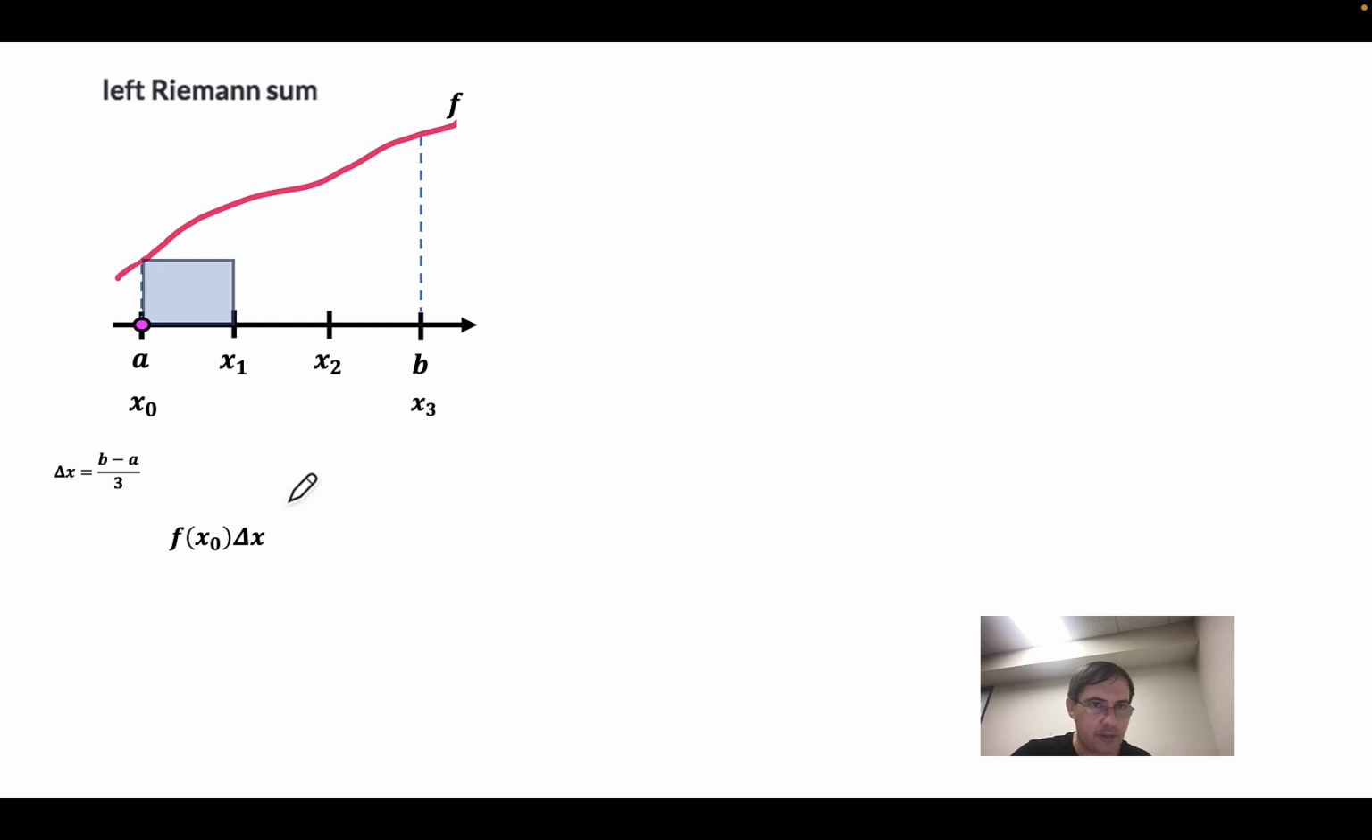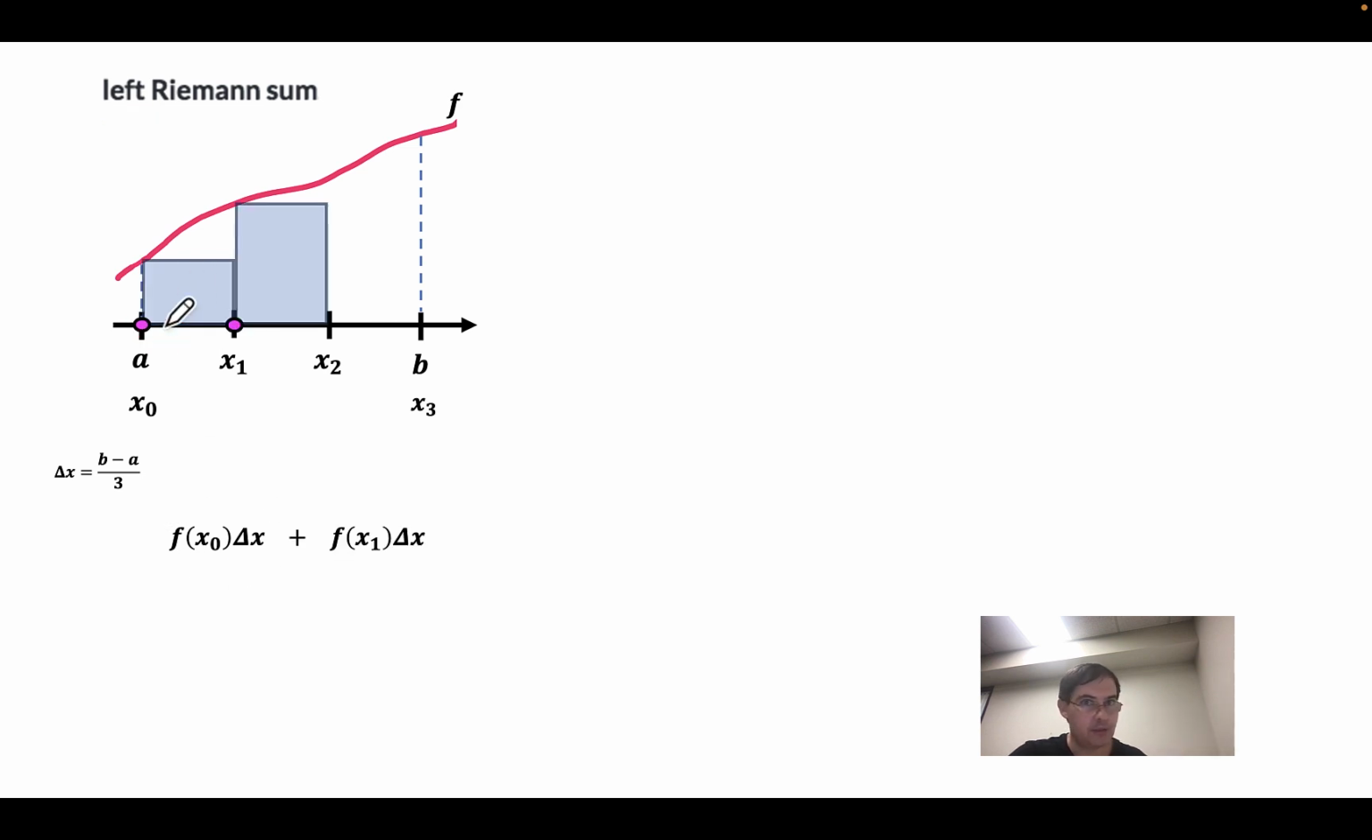Now, for the first approximating rectangle, because we're using the left Riemann sum, we take the left endpoint of this small subinterval. So here is the first small subinterval, and we take its left endpoint because we do the left construction. Then we evaluate the function f at that point x0. This is exactly the height of this rectangle, and when we multiply it by delta x, by the base, this quantity is the area of this first rectangle.